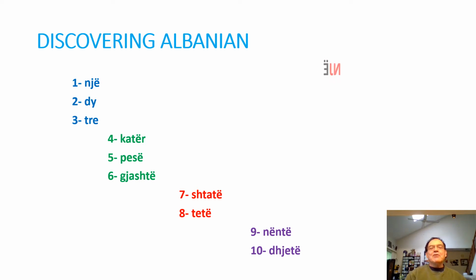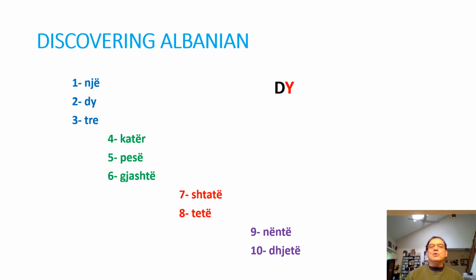First, we have the sound for 1, ny, ny. Notice the beginning of that sound, the first sound, ny, is a ny. That's the same sound that we have in English in the word onion, onion, ny, ny, ny. Same sound that we have in Albanian.